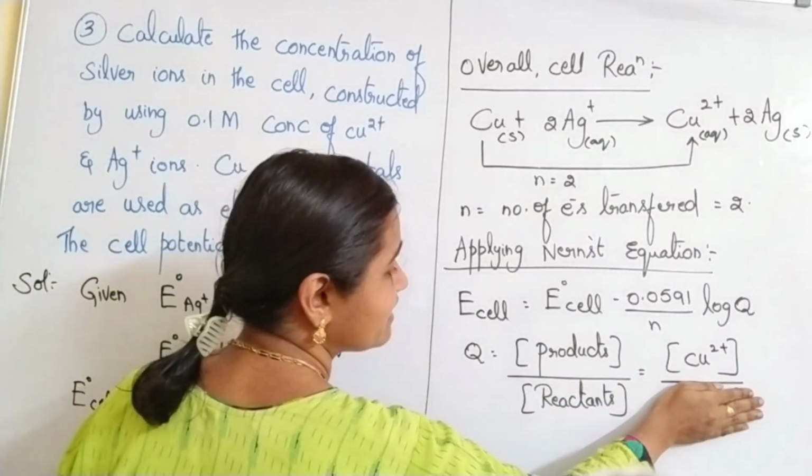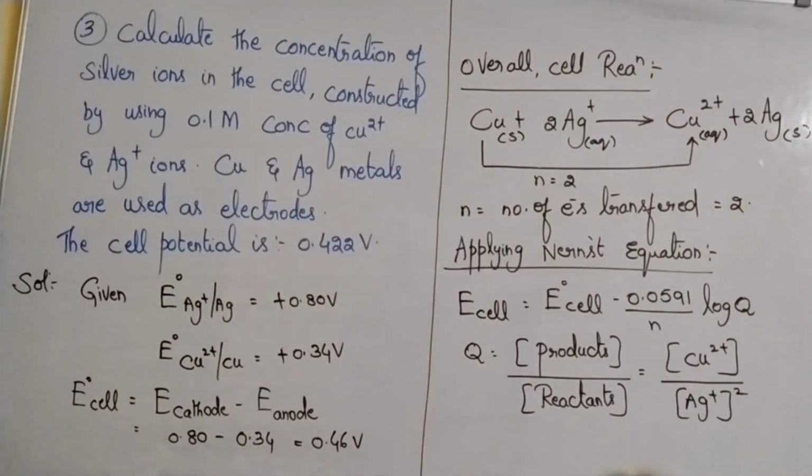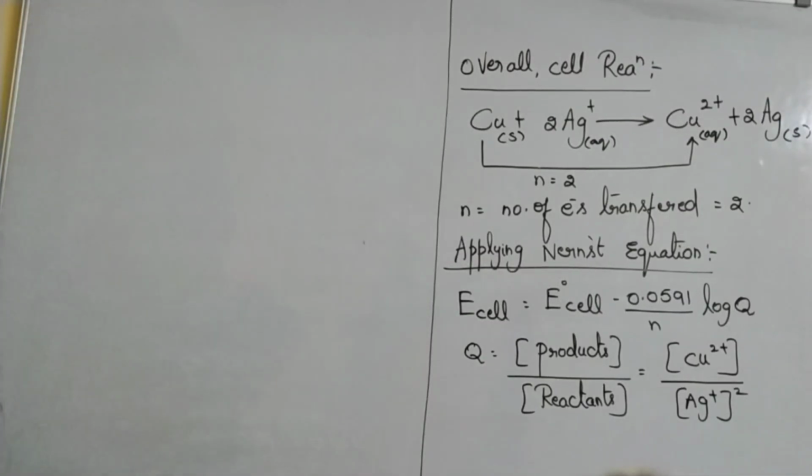So what is our aim? Our aim is to find only [Ag+] whole square. Okay now, let us rub this side and we'll do. So I am substituting all the known values which are known to us in the Nernst equation.